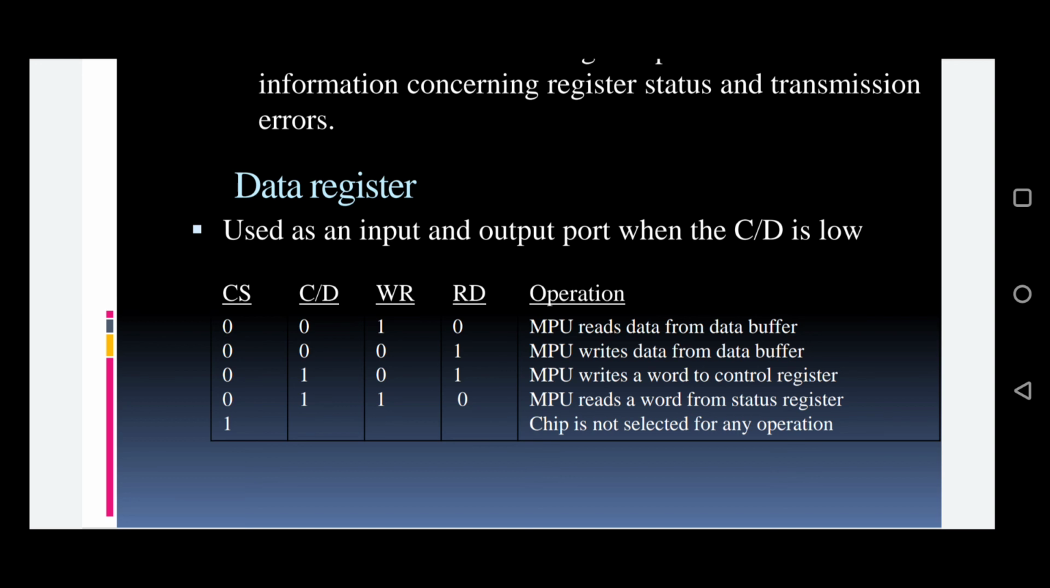At the same time, see the fourth condition: when CS is 0, C/D is 1, write is 1 and read is 0. Here the read operation is going to be done, but C/D is high, so it will access the command or status register. The operation is that the microprocessor unit reads a word from the status register. And the final condition is CS is 1, so the chip is not selected for any operation. So this is the table for the CS, C/D, write and read conditions.